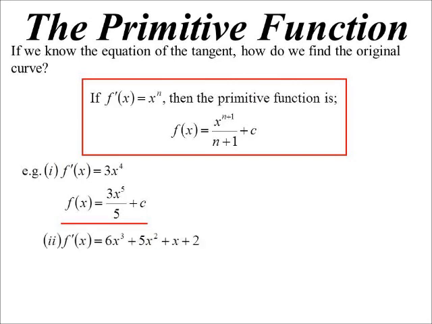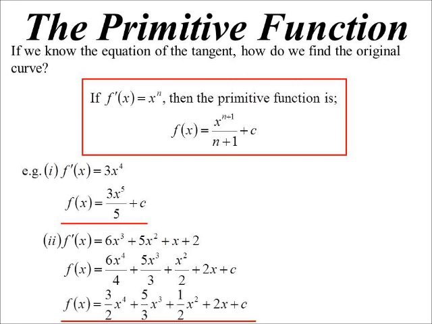Just like with differentiation, we just do each individual term as it comes. So 6x cubed, add 1 to the power, 4, over the power 4. 5x squared, add 1 to the power, 3, over the power 3. x, add 1 to the power, squared over the power 2. The constant 2, well, I suppose technically if you think about it, that's 2x to the power of 0. So add 1 to the power, it becomes 2x over 1. And then of course there might be some constant there as well. A little bit of tidying up there. The 6 on 4 becomes 3 on 2.